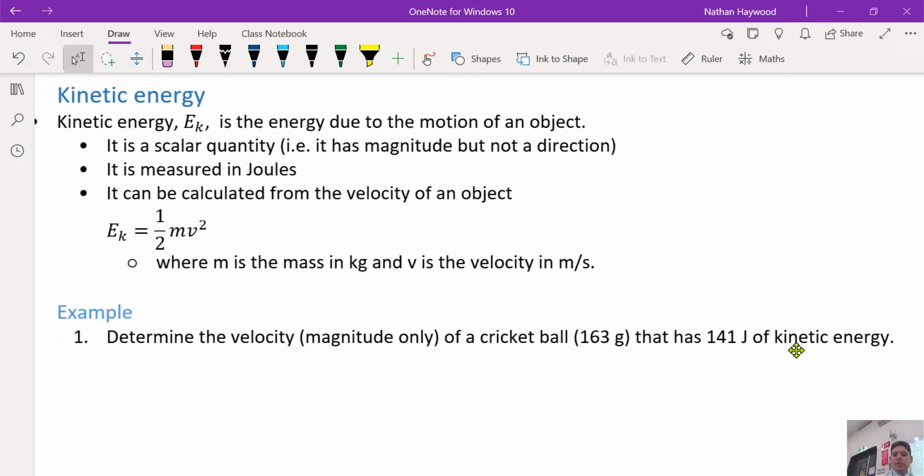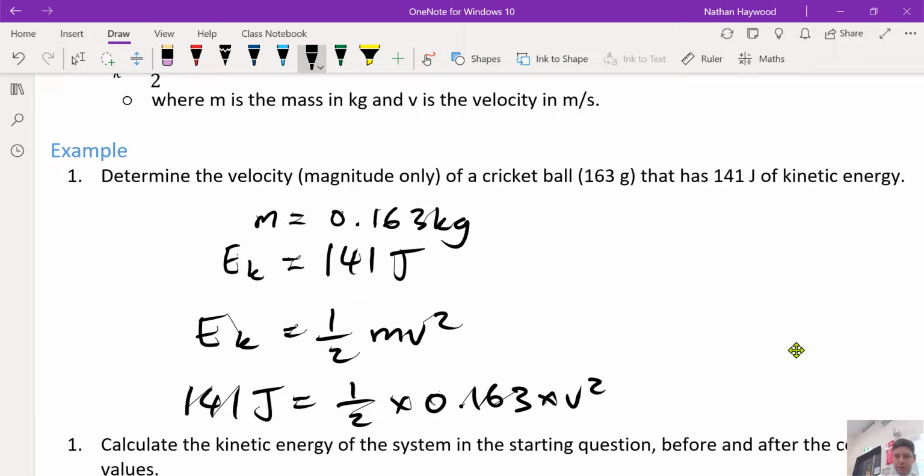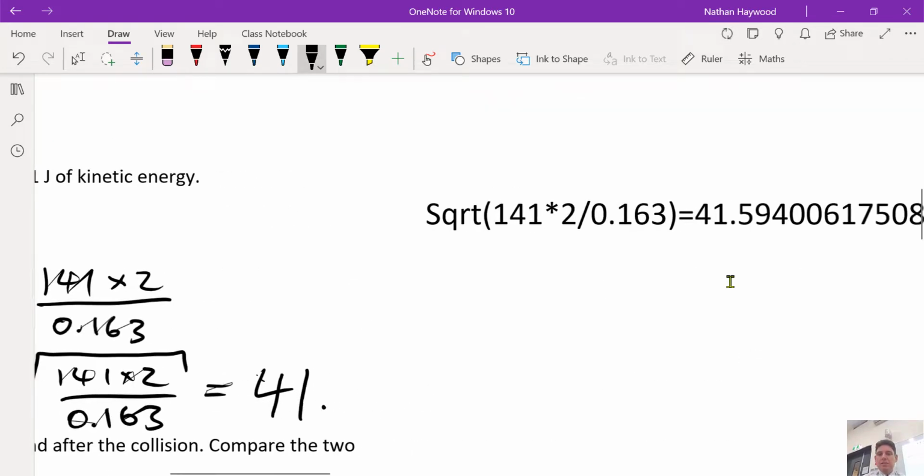So we have the velocity of a cricket ball, which weighs 0.163 kilograms, and it has kinetic energy or movement energy of 141 joules. So we've got this formula, sub everything in. It's in joules, we don't need to convert it. It's in kilograms, and we don't know v. Bring the half over and divide by that, and then square root both sides. Did you get the same answer as me? Check on your calculator that you know how to use a calculator.